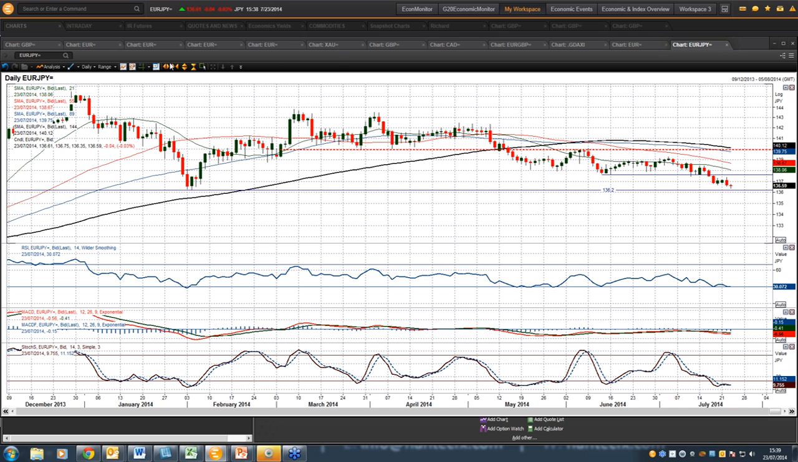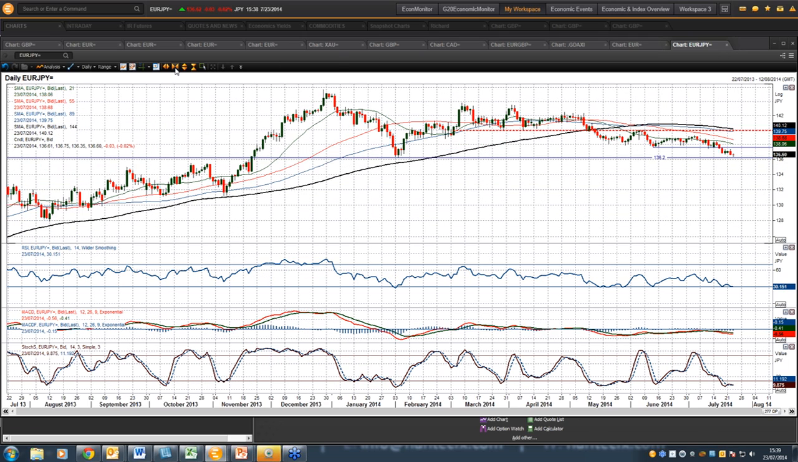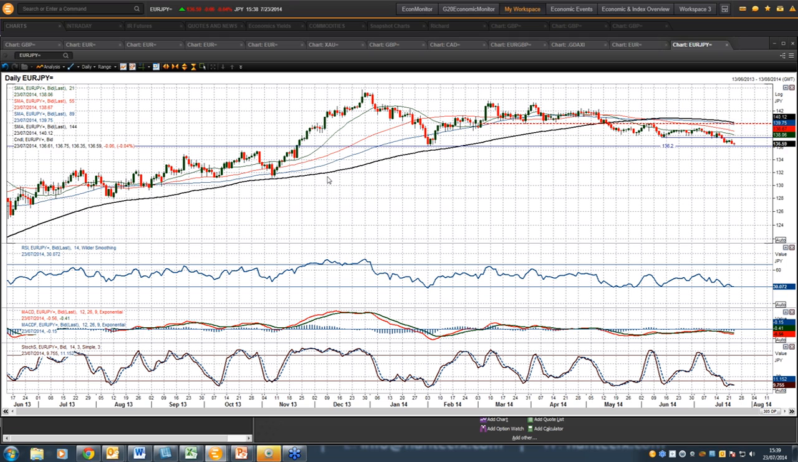But if you then zoom out, you'll see that effectively you'll probably be coming back towards the next key band of support, which comes in around about that 131 mark. So that is the next stop, really, on a key basis anyway. But certainly euro yen is looking increasingly worrying.